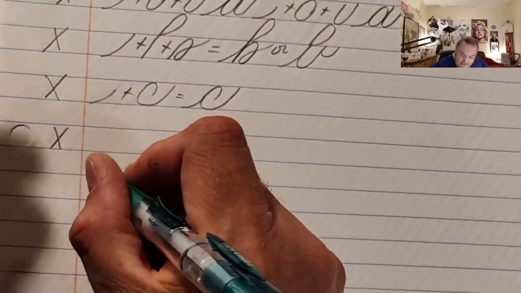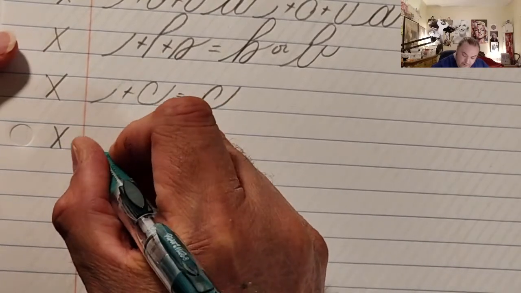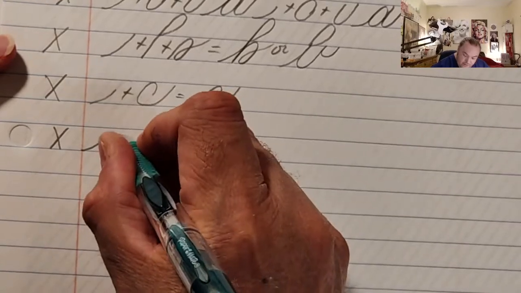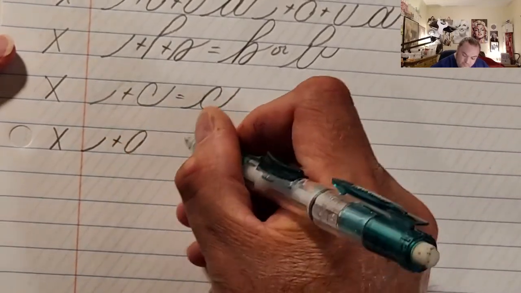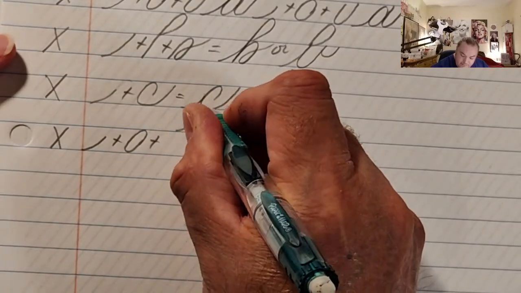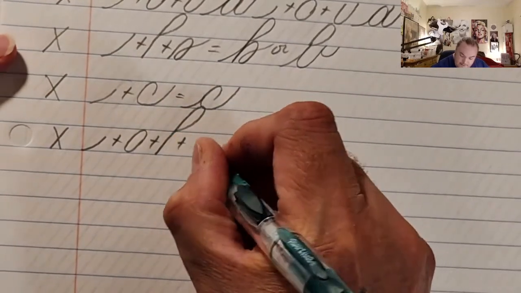Now we're going to do a D. Now because it's also going into a round oval letter, it's going to start with a half of an upstroke plus an oval plus an ascending stem loop plus an upstroke.